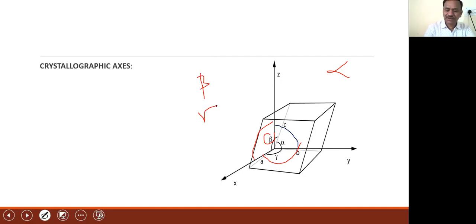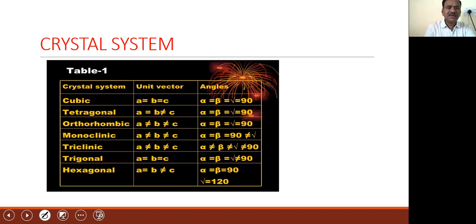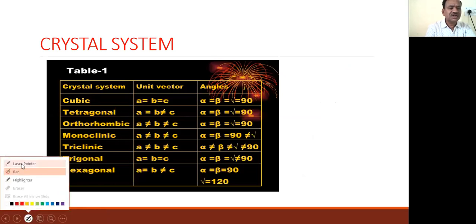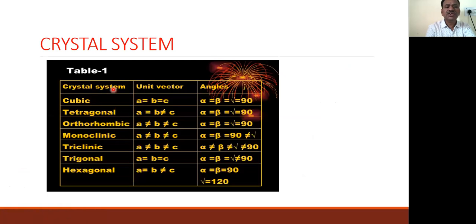With this idea, in the crystal system, there are seven different types of crystals, students. Here, one is crystal system, unit vectors, and angles. Cubic means a equals b equals c. All are the same: the x-axis, y-axis, and z-axis lengths a, b, and c are equal. And alpha equals beta equals gamma equals 90 degrees. Sometimes it is called simple cubic also.